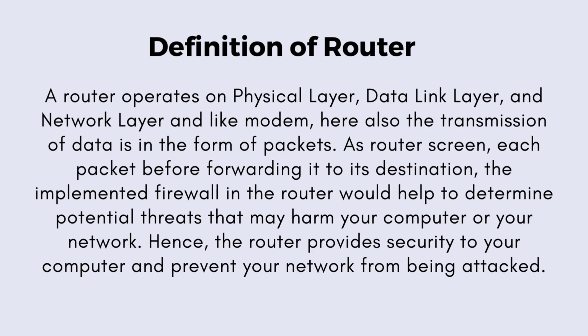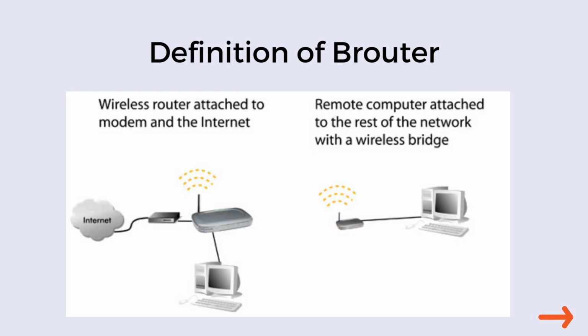A router operates on the physical layer, data link layer, and network layer, and like a modem, here also the transmission of data is in the form of packets. As routers screen each packet before forwarding it to its destination, the implemented firewall in the router would help to determine potential threats that may harm your computer or your network. Hence, the router provides security to your computer and prevents your network from being attacked.